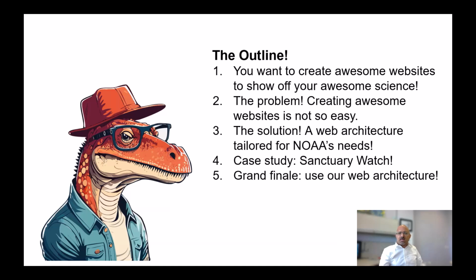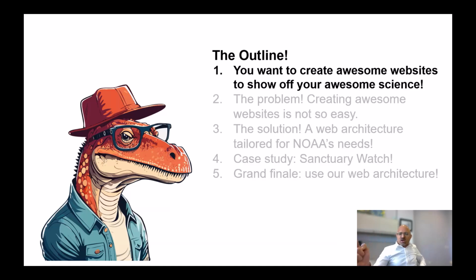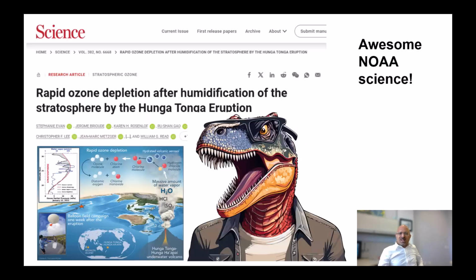So let's get started. You want to create awesome websites to show off your awesome science? Well, let me tell you something that you already know. We here at NOAA, we produce awesome science. This came out in Science recently: Rapid ozone depletion after humidification of the stratosphere by the Hunga Tonga eruption. This dinosaur, he's impressed, and why shouldn't he be?